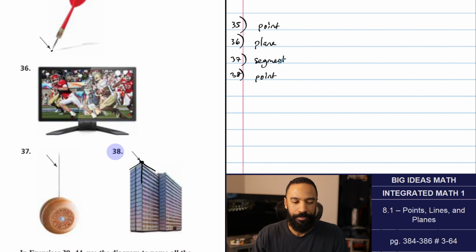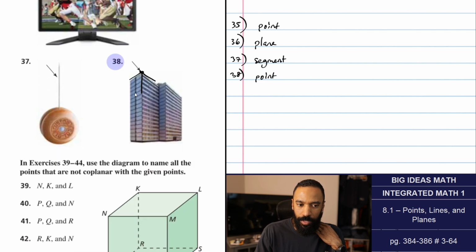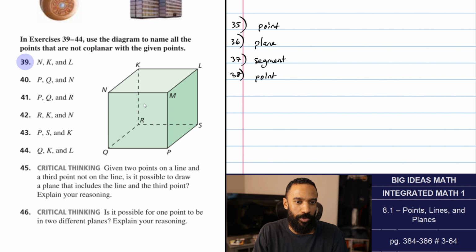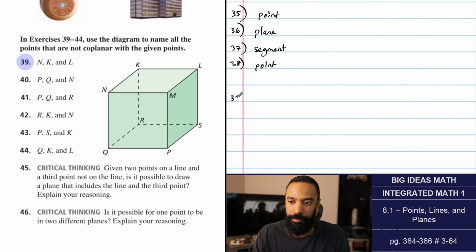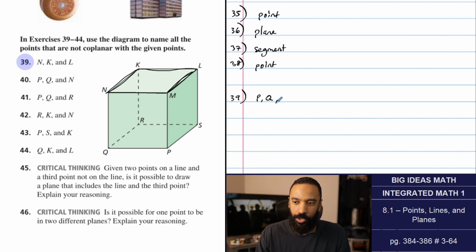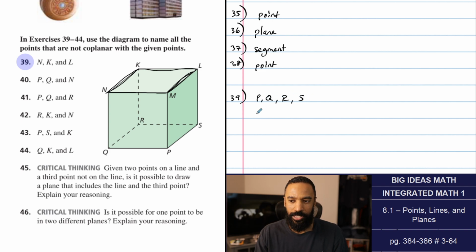And in exercises 39 to 44, use the diagram to name all points that are not coplanar with the given points. Name all of the points that are not coplanar with the given points. They didn't say collinear, they said coplanar. So, N, K, and L are right here. Now, M shares the plane with the plane NKL, therefore M is coplanar with those 3 points. All the points that are not are the other ones, and I'm going to try and stay alphabetical: P, Q, R, and S. You want to list them with commas and stuff like that. That's kind of what we're saying on it.